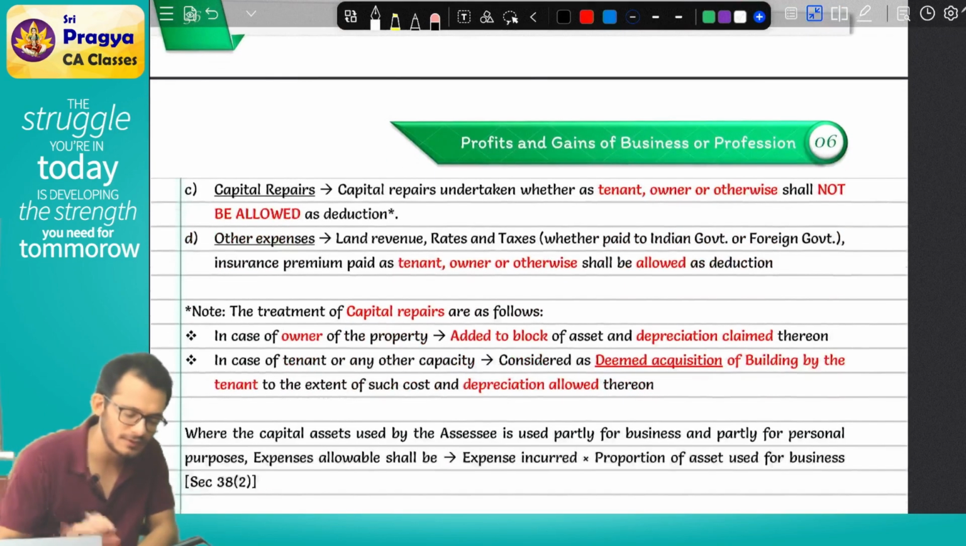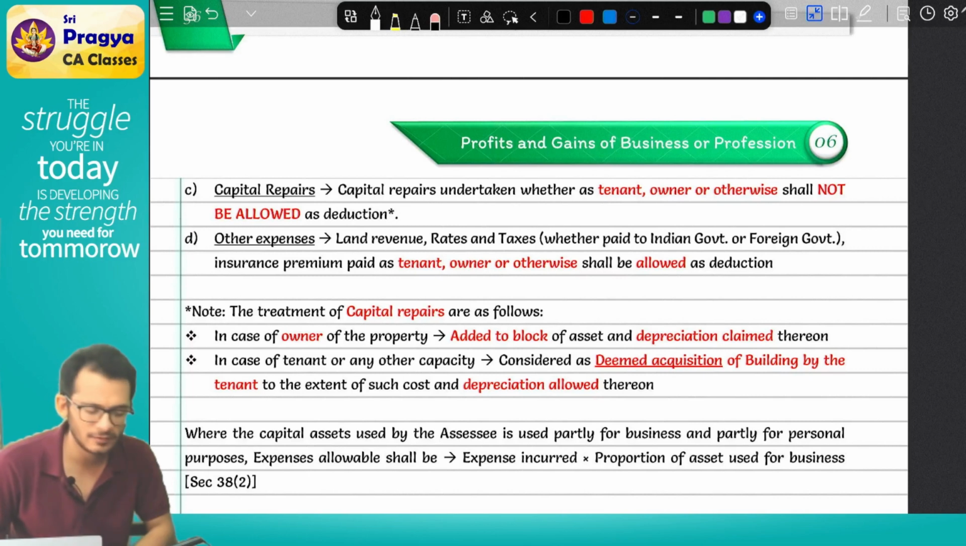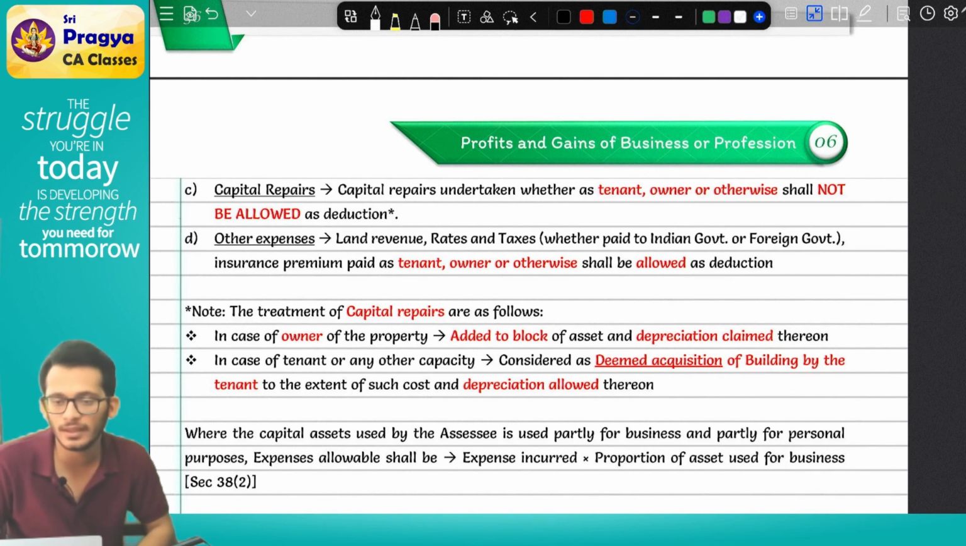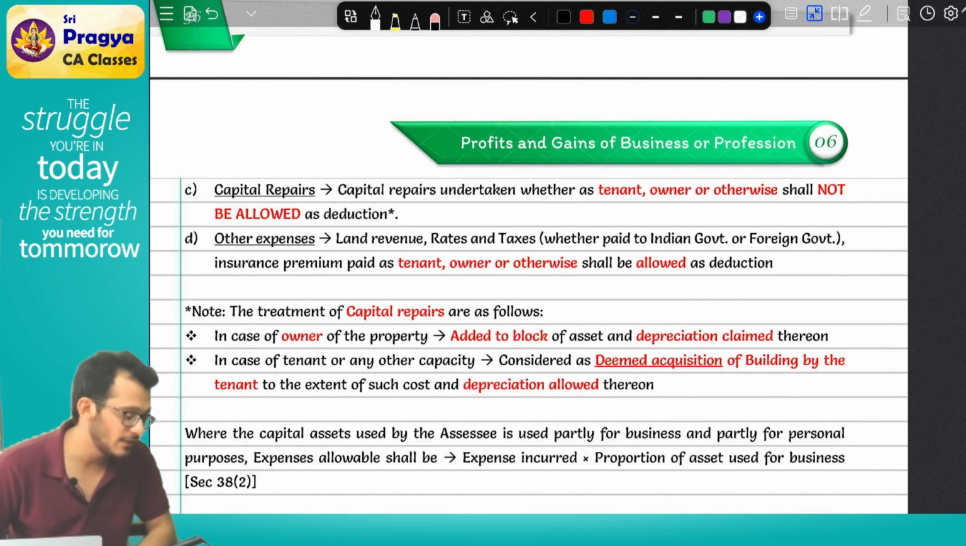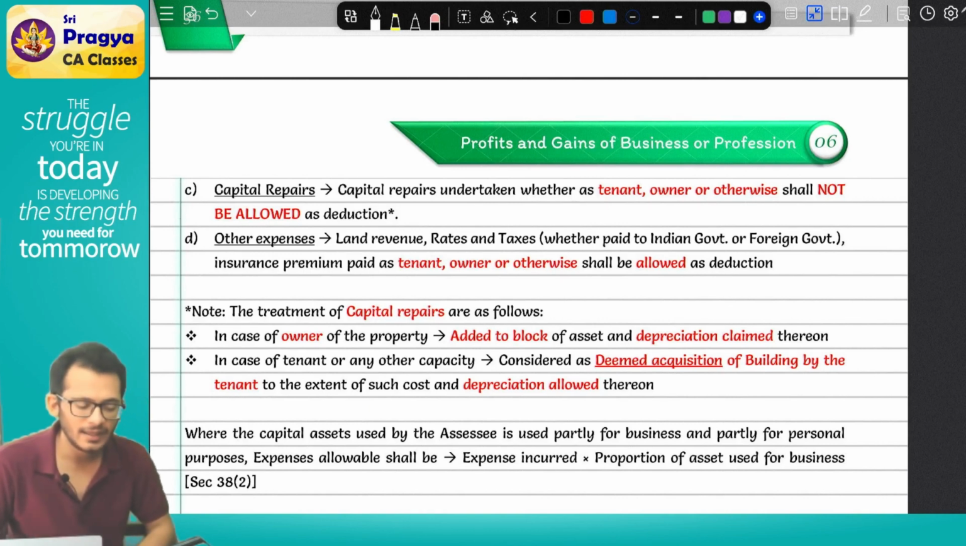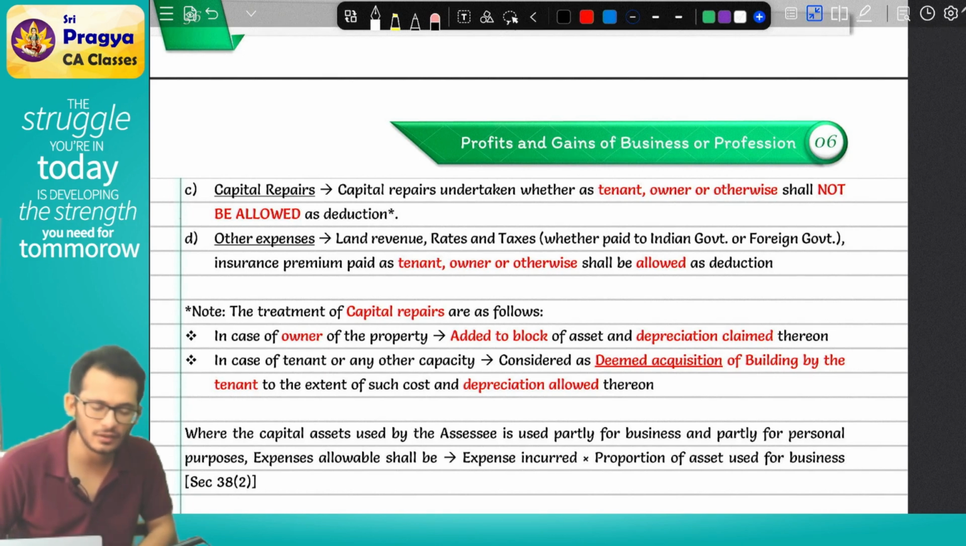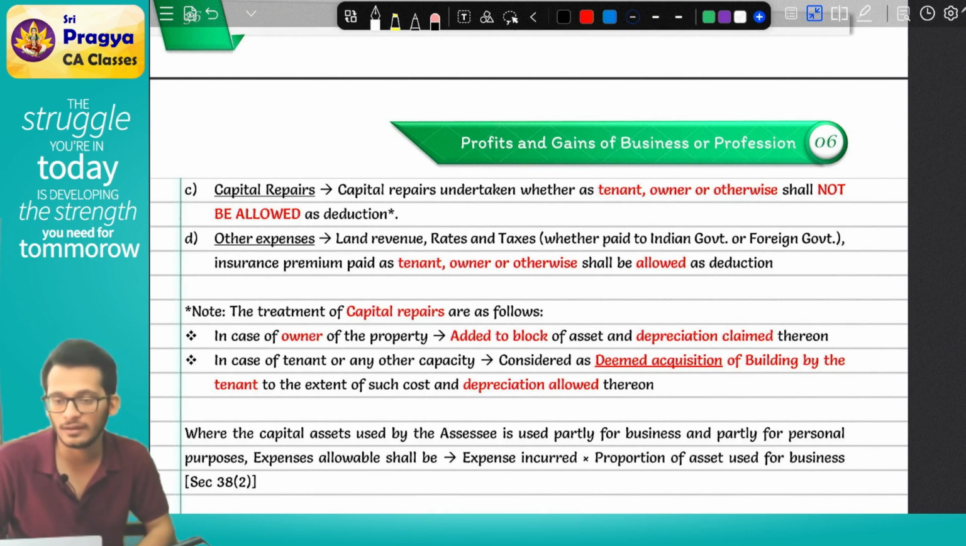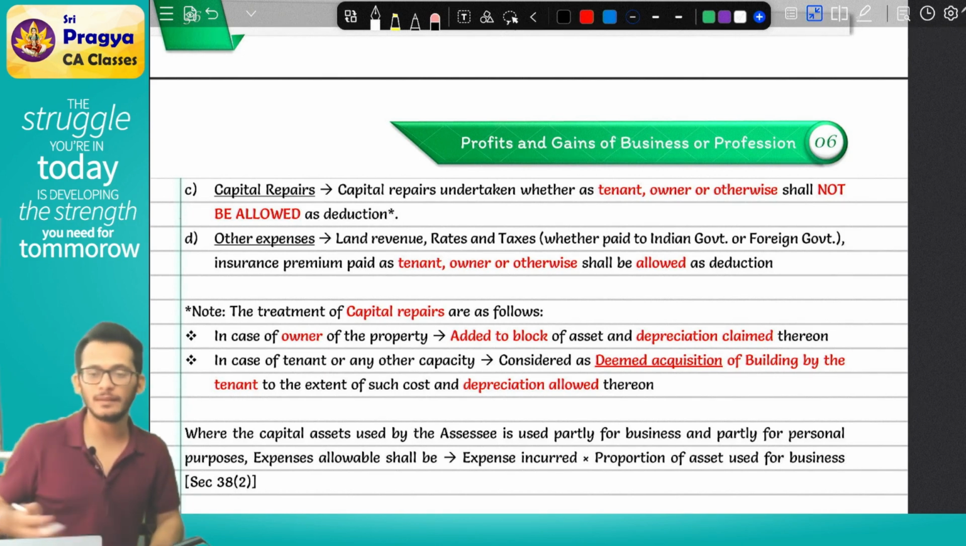See at the bottom, it says the treatment of capital repairs shall be as follows. In case you are the owner of the property, you will add it to the block of the asset. In case you are not even the owner of the property, still you will assume a deemed acquisition of the building and add it to the cost of the asset. Yes or no? Next, any kind of other expenses, like land revenue, rates and taxes and all, insurance premium, everything can be allowed as a deduction by the person who's paying the money.